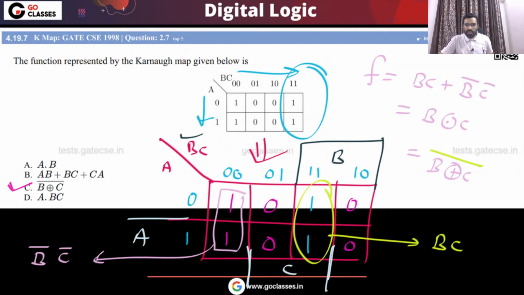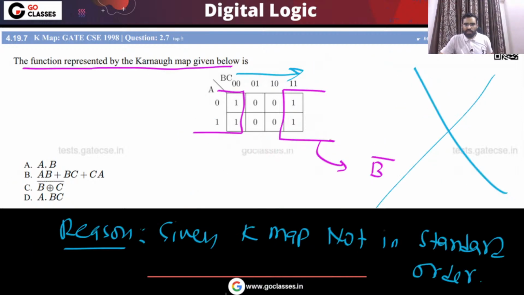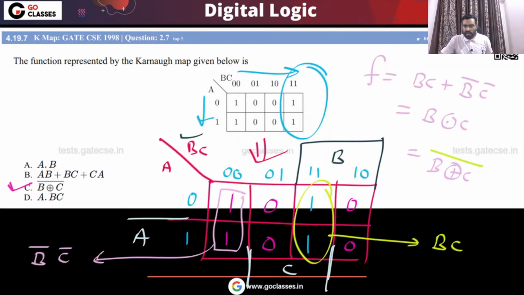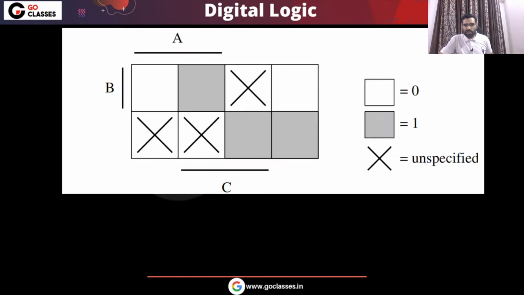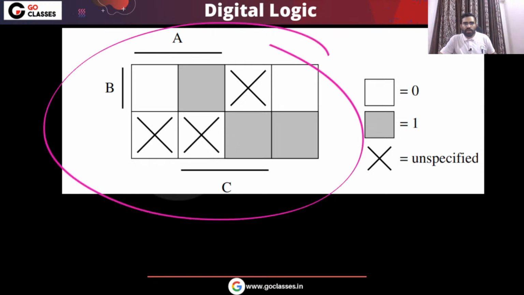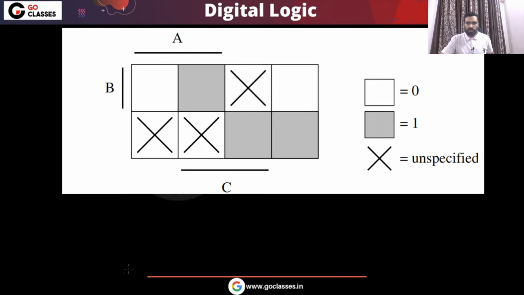Is it clear? So in the GATE exam, they can give you this type of non-standard K-map. And now, a very interesting question from Cambridge University. This K-map is given to you, and many questions you can solve in this K-map. First of all, in this question, they are saying that this K-map is given, and we have to find the minimized expression of F(A,B,C).